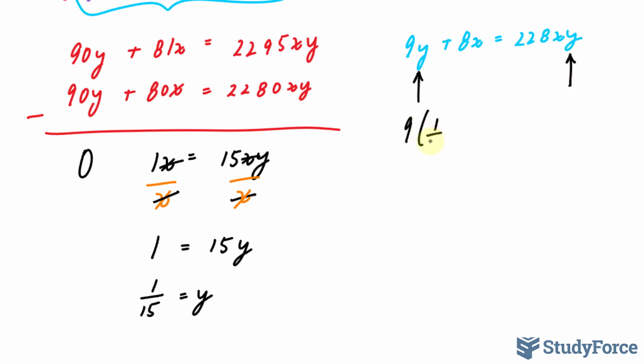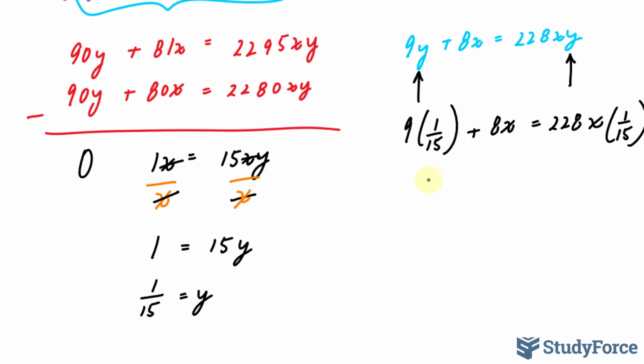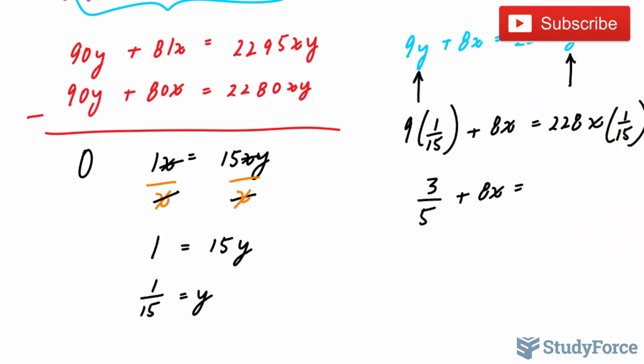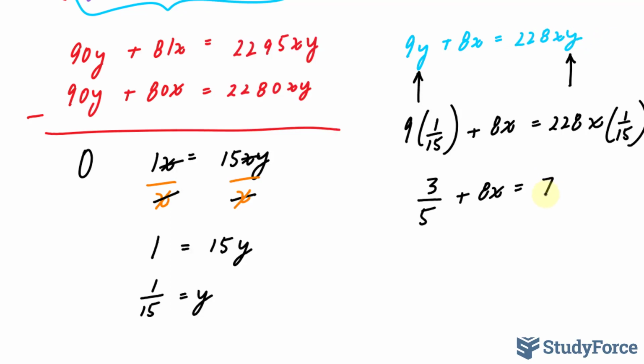9 times 1 over 15 plus 8x equals 228x times 1 over 15. I'm going to evaluate this now in my calculator. Should give me 3 over 5. So this is 3 over 5. That stays the same. And 228 times 1 over 15, or 228 divided by 15, that gives us 76 over 5.